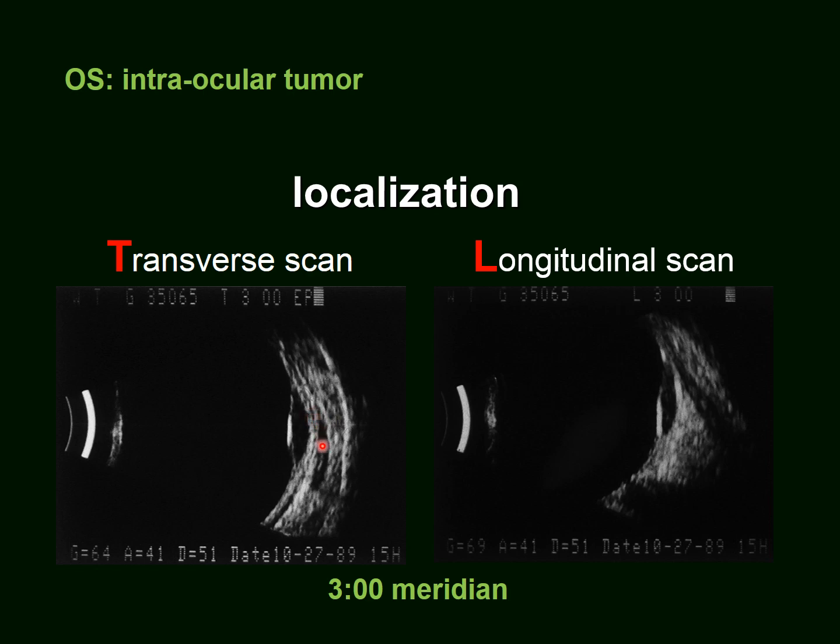What is this structure here behind the tumor? That's the lateral rectus muscle. Here cross section, typical location, just a little bit below the horizontal, below the 3 o'clock meridian. Here the longitudinal section of the muscles, anterior insertion to the mid-orbit.